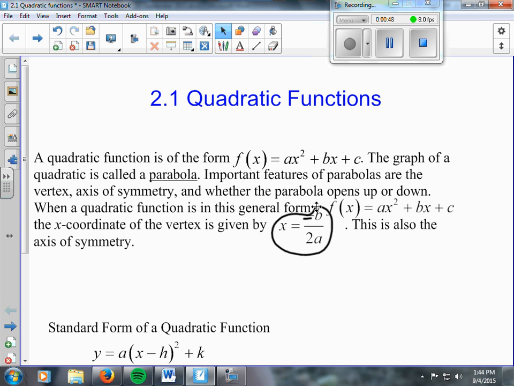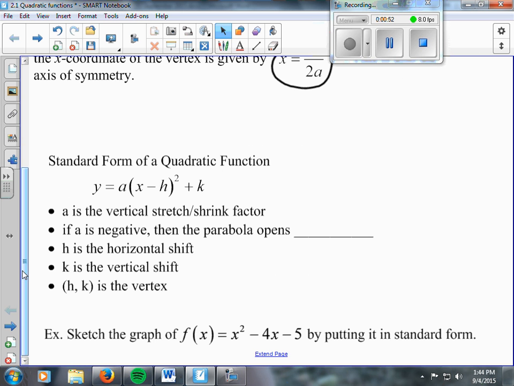And then also other important information, the standard form of the quadratic function. Once a quadratic function is in standard form, then you can read off the vertex. This h, k is your vertex. What you subtract in the parentheses is the x-coordinate. So it's the opposite of what you see. It's the opposite sign of what you see. And then what you see at the very end is the y-coordinate.